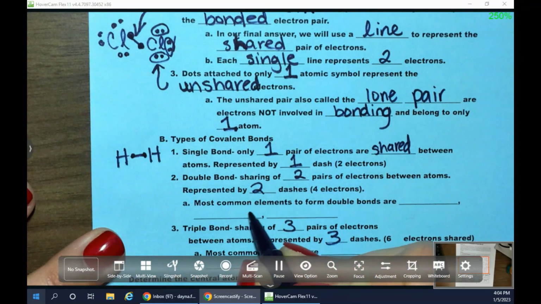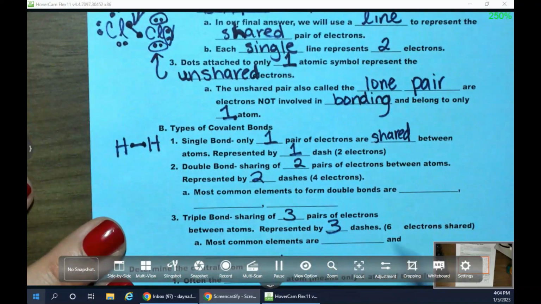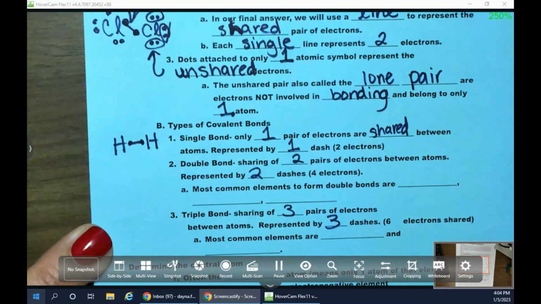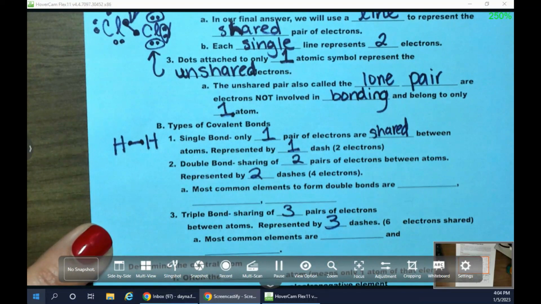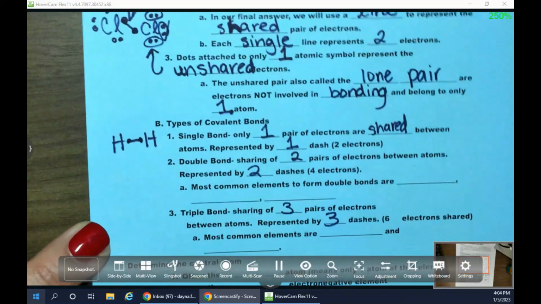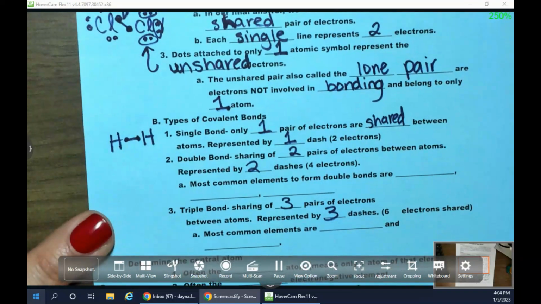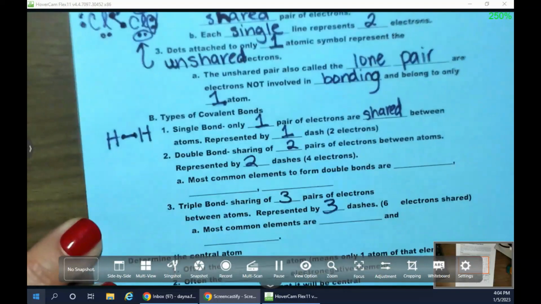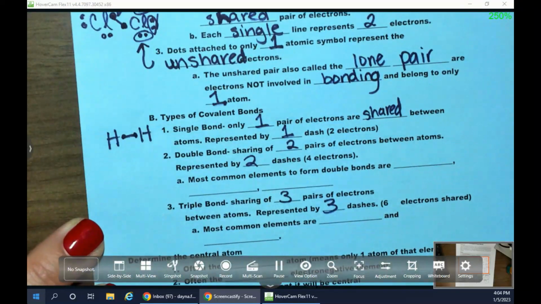A double bond had two pairs. So your most common elements that form these double bonds are ones that have two single electrons. Any guess on what group has two single electrons? Stay away from metals. Non-metals. Think about it. 6A. You want 6. So we want anybody from group 16, right? So that would be the oxygen family.